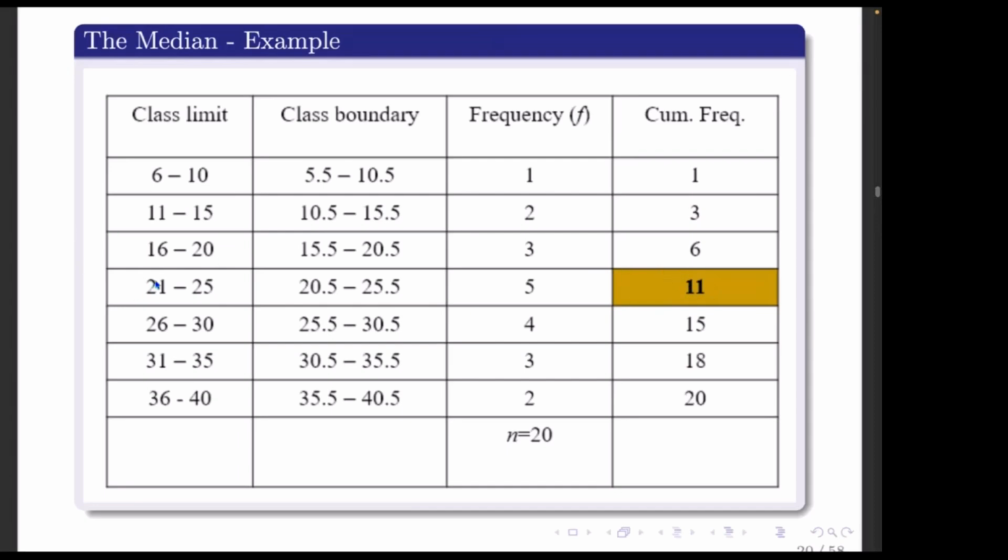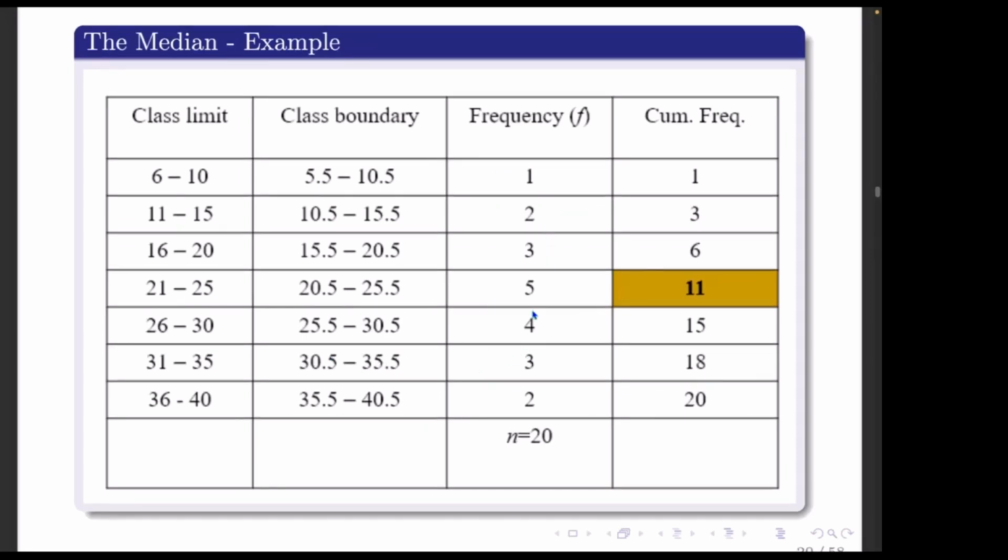So our median is not actually 11. This is the class limit, 21 to 25. And then the mode is the highest frequency. So when we look at this, the highest frequency is what? 5. So the mode is still 21 to 25.